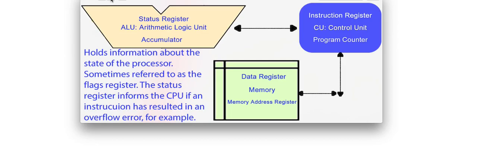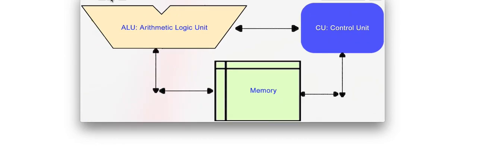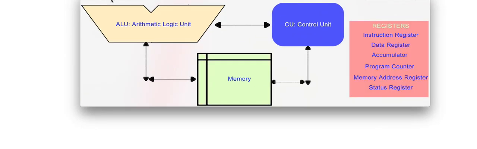So we have looked at a number of different registers, all belonging in the CPU: the instruction register, the data register, the accumulator, program counter, memory address register, and status register. Now you need to know what these registers are and what the purpose of these registers is, and we will look at how some of these are used in practice in the next session.